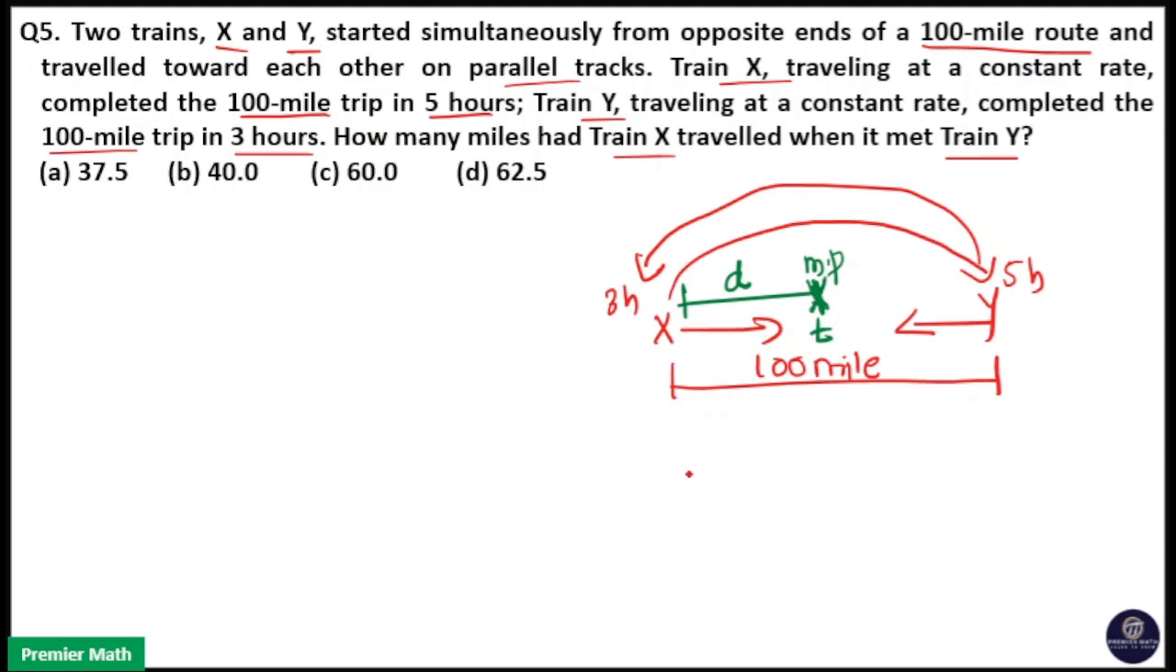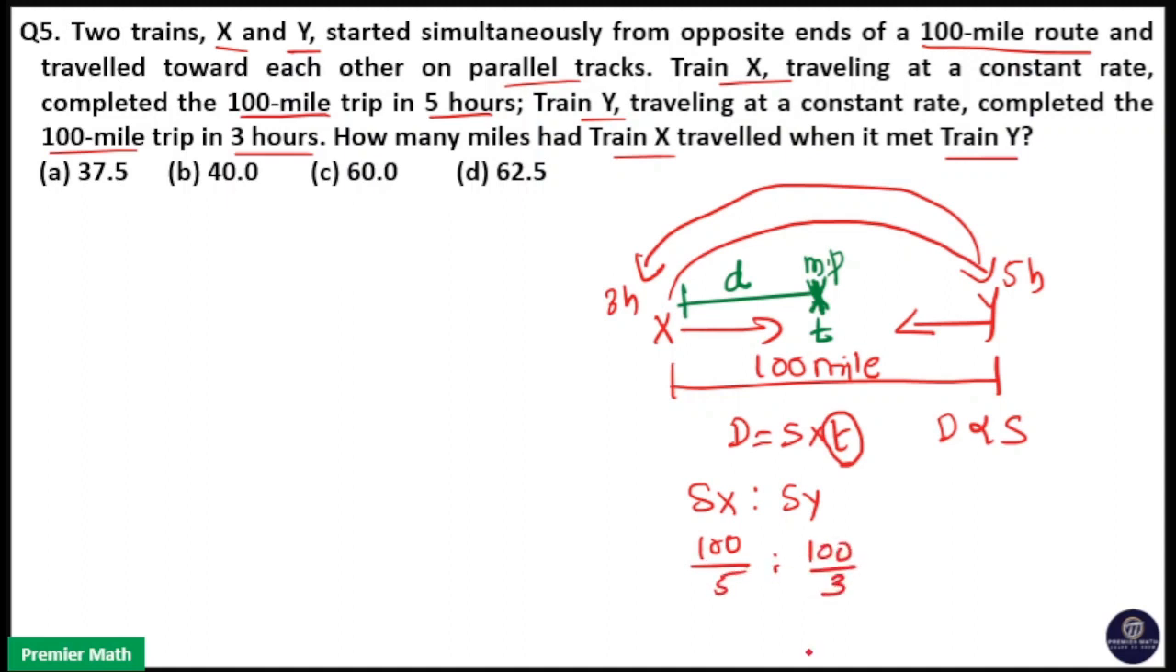Here you already know distance is equal to speed into time. Distance traveled by X till the meeting point means the meeting point for both X and Y is constant. That means distance is directly proportional to speed. So take the speed ratio here. Speed of X is to speed of Y is equal to 100 by 5 is to 100 by 3. That means the 100 cancels, and 3 is to 5 is the speed ratio.